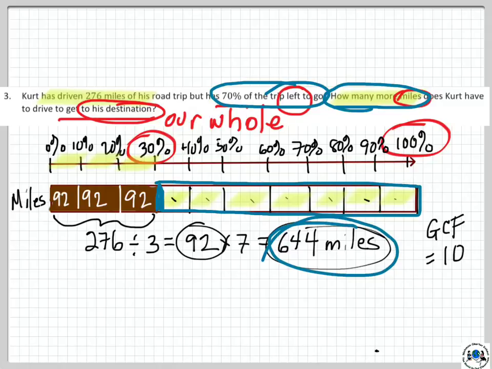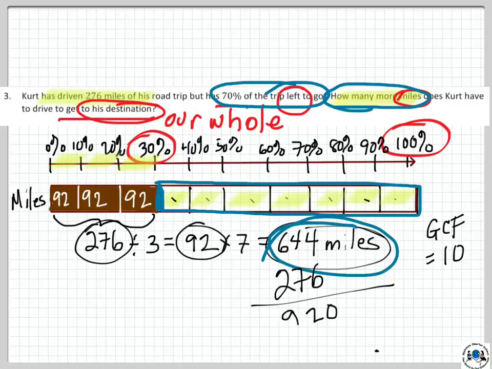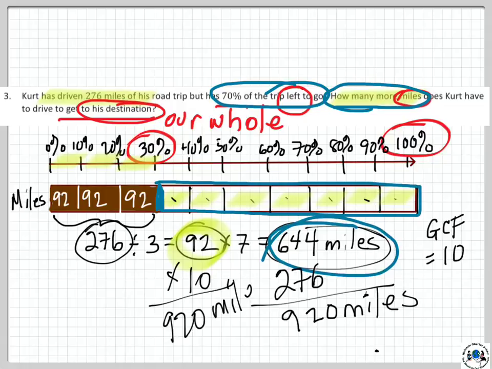Now, if the question was, and the question could be, how many miles was his whole trip, what would we do? Can you figure it out? Well, of course, what we would do is add what we knew at the beginning, 276, plus that 644, and then we would get 920 miles. Or we could have taken that 92 and multiplied it by the 10 sections, and that, of course, is 920 miles as well. But anyway, the answer to this question was 644 miles left for Kurt.